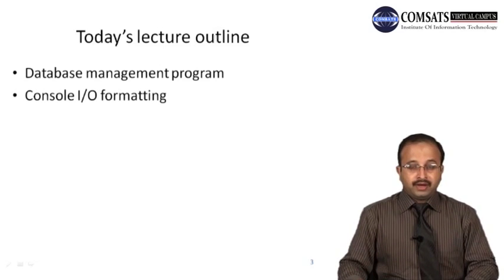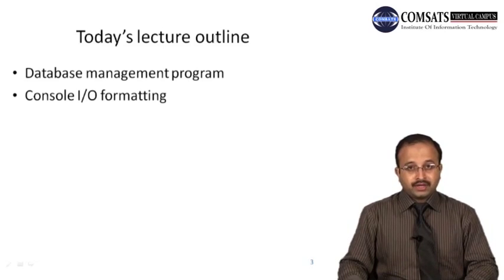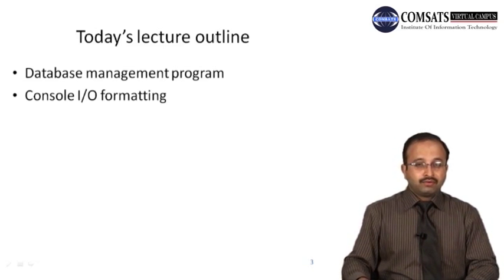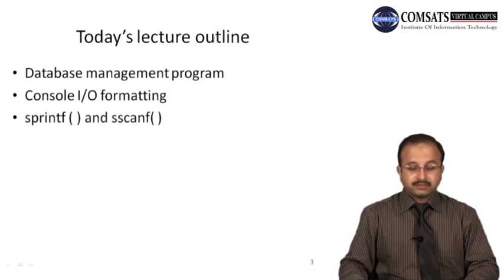And then console IO formatting. There are some functions to format the output that is appearing on the black screen when we execute the program, which is also called the console. So in that we will see how we can format the output. We will see some formatting issues when we execute and display the records in our database management program, and then we will come to the console IO formatting and apply that formatting in that program to see whether our displayed records are displayed according to some format or unformatted. Then sprintf and scanf functions.